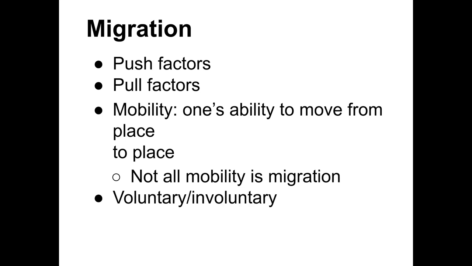There's voluntary migration when you choose, and involuntary migration when that decision has been made for you. The forcible relocation of Native Americans in the United States was an involuntary migration. About 270 million migrants in 2020.